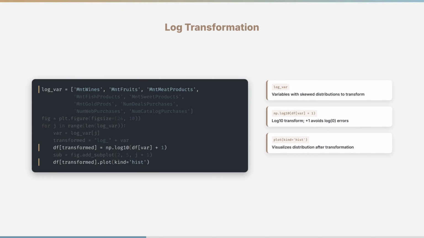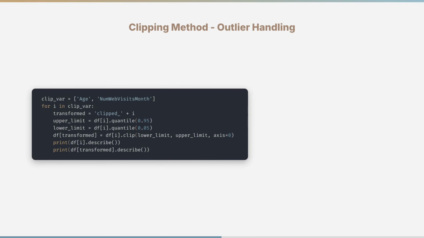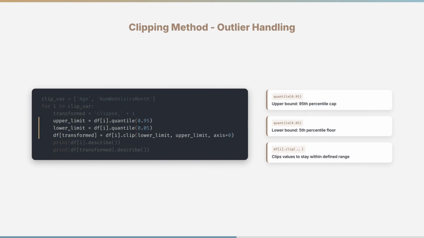After log transformation, the distributions become closer to normal distribution, which helps many algorithms that assume roughly Gaussian inputs. Next, we tackle outliers with clipping. We define upper and lower bounds using quantiles, typically from the 5th to the 95th percentile, and then cap all values outside this range. In practice, that means any values below the 5th percentile are raised to the lower bound and any values above the 95th percentile are reduced to the upper bound.